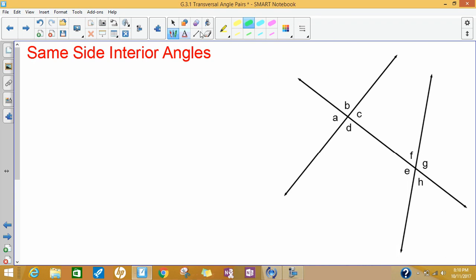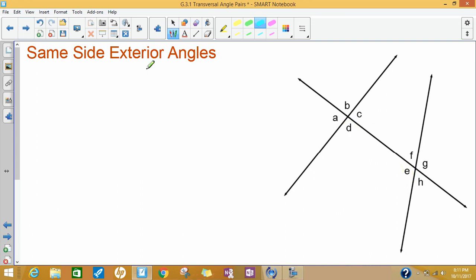Same side interior, so they're in between the two lines, and they're on the same side of the transversal, so that means D and E. They're between the two lines and on the same side of the transversal, and C and F are same side interior angles. So two pairs of angles on the same side of the transversal, in between or on the interior, the inside of these lines that are being intersected.